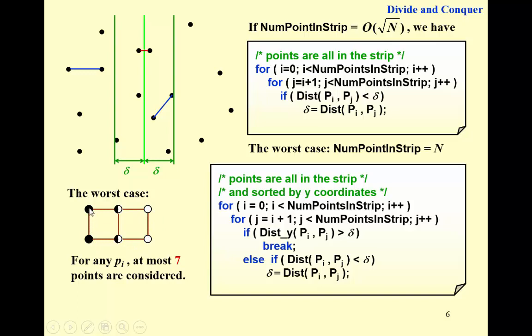And if one point is P sub i, we only need to check at most 7 other points, and 7 is a constant, and therefore it's a constant times n overall. So even if all the points are sitting in this delta strip, still we can get a linear function to check every one of them. And if this is linear, then finally we can obtain n log n as the result.